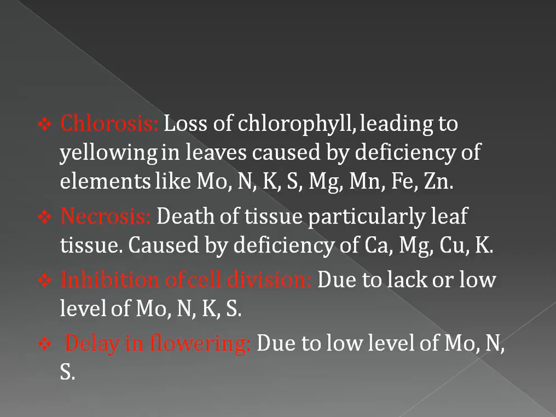Next one is inhibition of cell division. It is due to lack or low level of MONCs, that means molybdenum, nitrogen, potassium and sulfur. Next one is delay in flowering. It is due to low concentration of MONCs, that is molybdenum, nitrogen and sulfur.